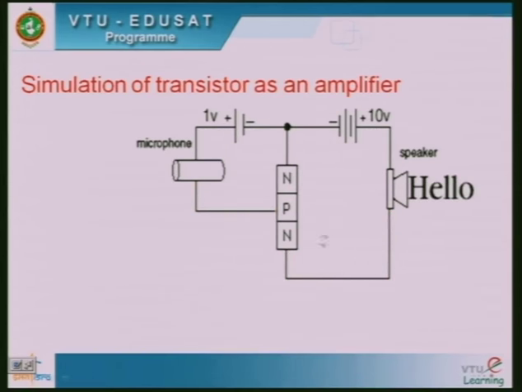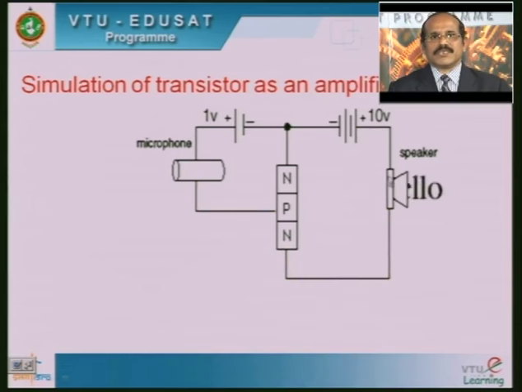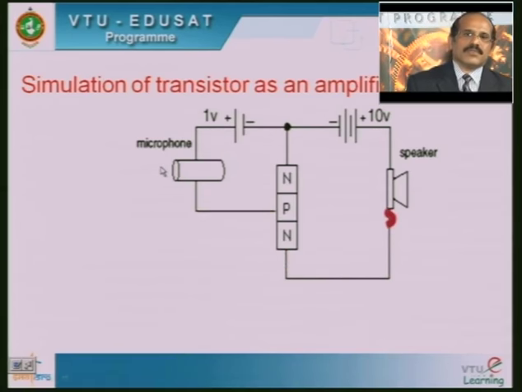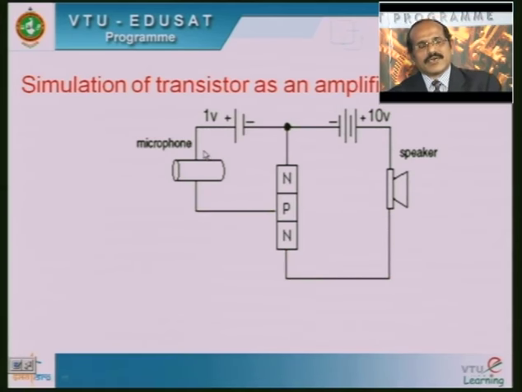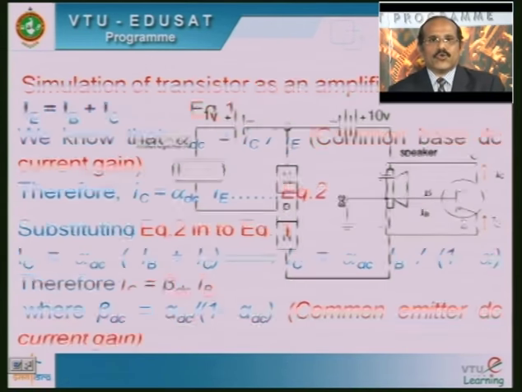Here we have considered an NPN transistor, and this middle layer acts as the base. This N layer acts as the input, that is the emitter, and the bottommost N layer acts as the collector, the output, which is connected to the speaker. So whenever we speak hello, that signal will be converted into an electrical signal, its strength will be enhanced using the transistor, and it will be fed to the speaker, which acts as a load here.